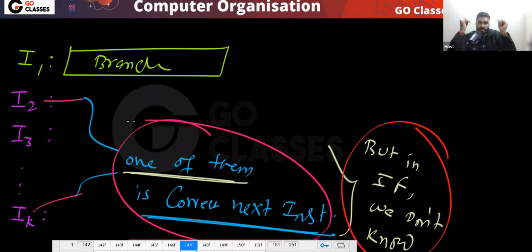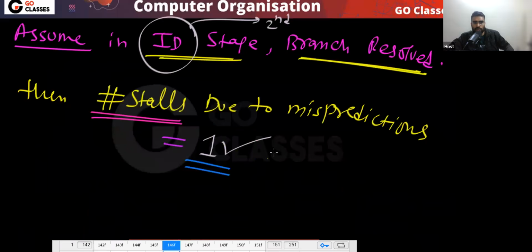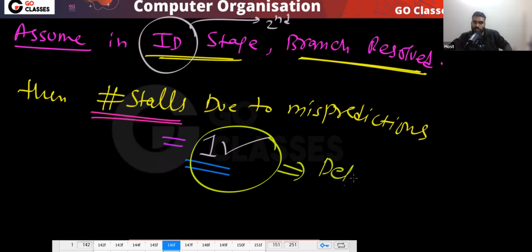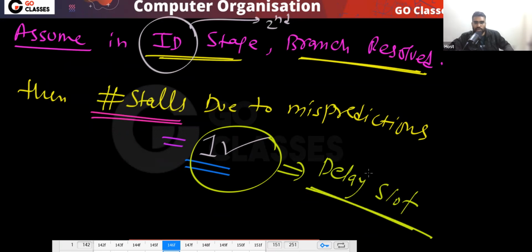Should I fetch IK? In the pipeline after I1, should I fetch IK? Answer is no. Should I fetch I2? Answer is no. I cannot fetch I2. I cannot fetch IK. Then what to do? Delayed branching says that one stall is possible, so this is called a delay slot. Means there is one delay slot.